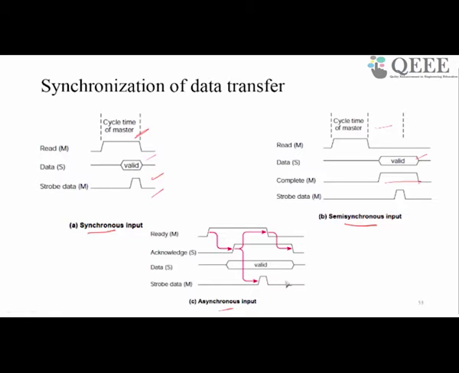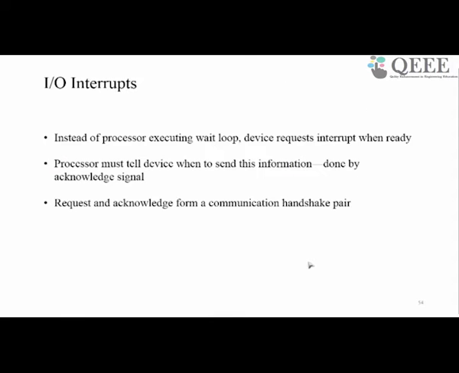In the asynchronous transfer, we don't have a common clock between the two devices. So first the device puts that it is ready. Then the ready is acknowledged, being looked at by the master. Then the corresponding data is put. On seeing the data, the ready is removed. Then the data is strobed here. Then the acknowledgement is also removed. So this interaction can happen.